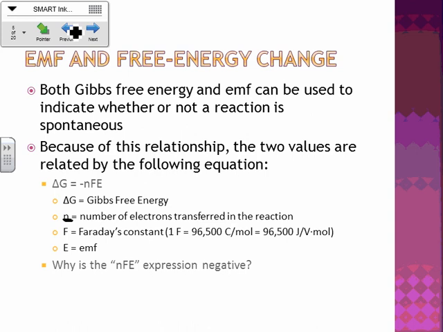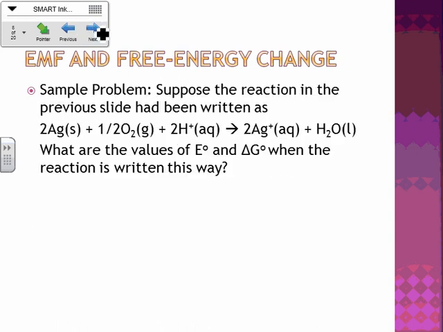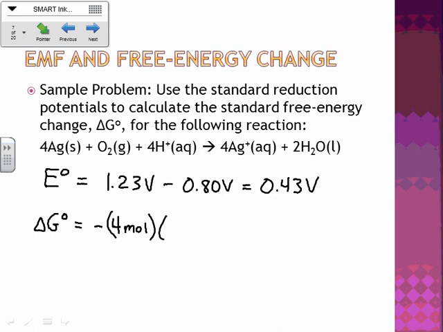I'm going to write it that way because I'll show you on this first one how the units all sort of work. 96,500 joules per volt times mole, times the E0, which we just found was 0.43 volts. So you plug all that in, and look what cancels here. Our moles cancel, our volts cancel. That leaves us with joules, which is okay for delta G.